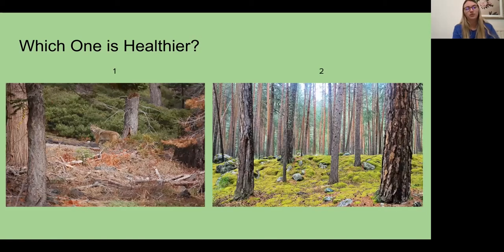Okay, here's our final question. Which forest do you think is healthier based on these photos? Do you think it's photo number 1 or photo number 2? Again, I will start my 30-second timer so that you can take a closer look and make some observations.